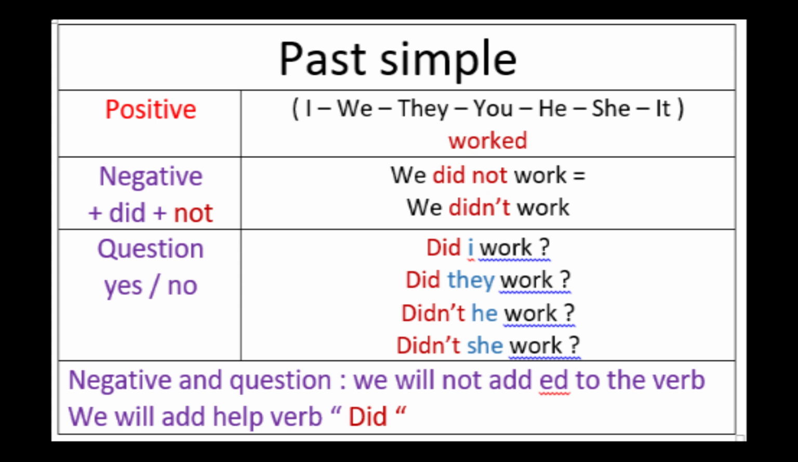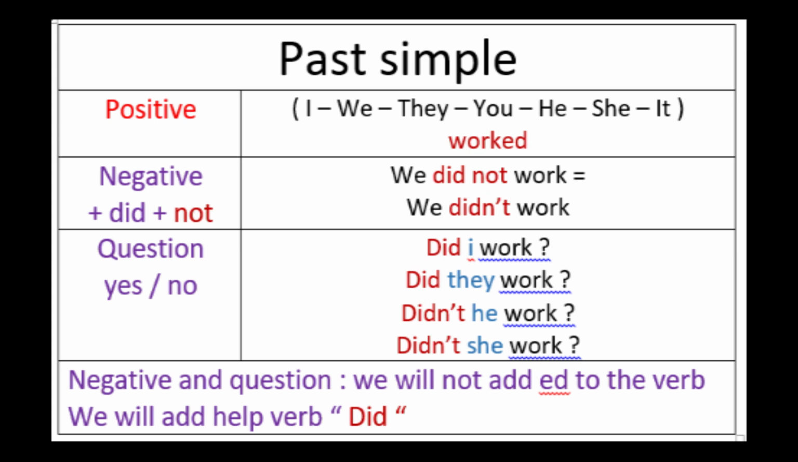Next, negative sentences. We will say I didn't work. A negative word will be not. So we should add the helping verb did. Didn't is a contraction of two words, did not. So you could say we did not work or we didn't work.